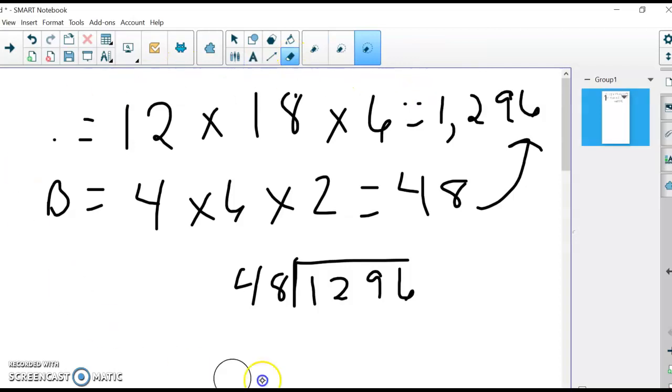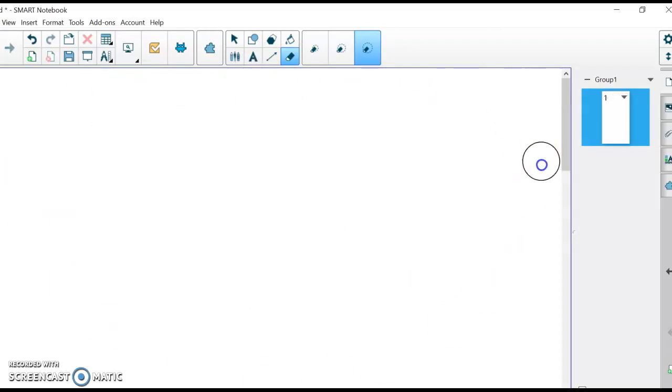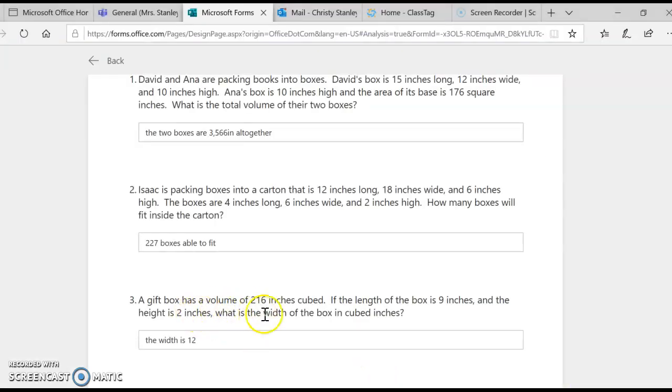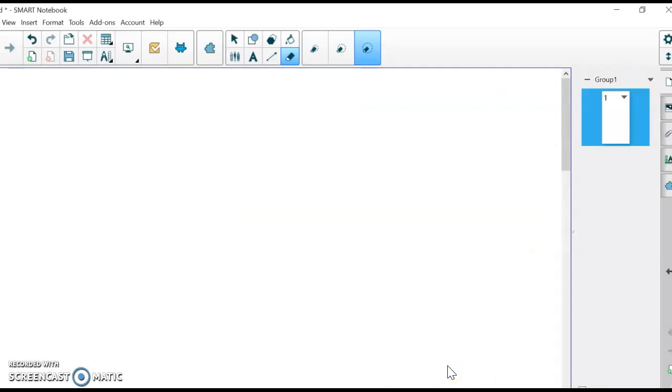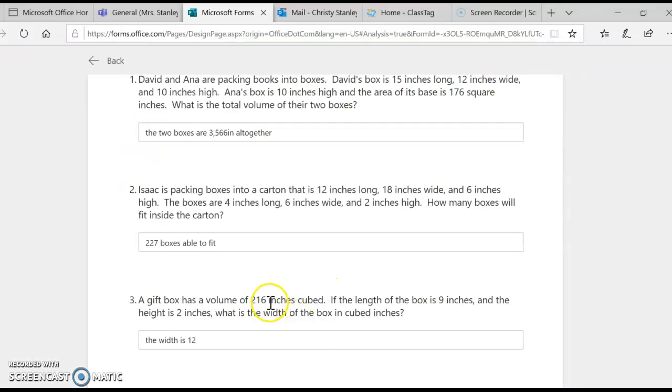All right, so for the last one, and you can do that math on your own. For the last one, a gift box has a volume of 216 inches. That's the total volume. If the length of the box is 9 and the height is 2, what is the width of the box in cubed inches? Well, we're finding that missing piece there. 9 by 2, which is 18.